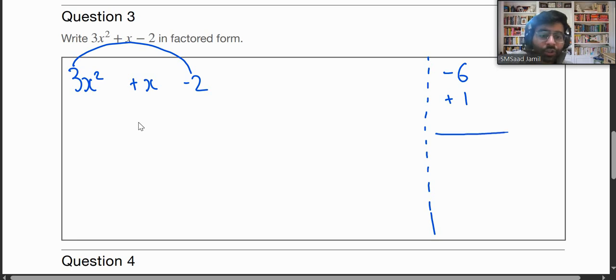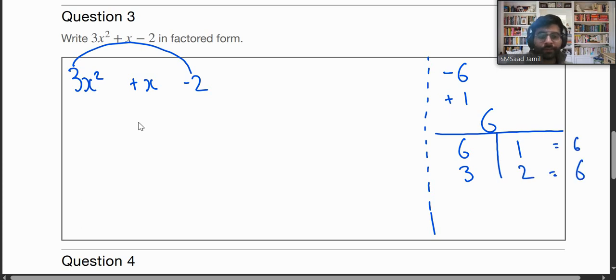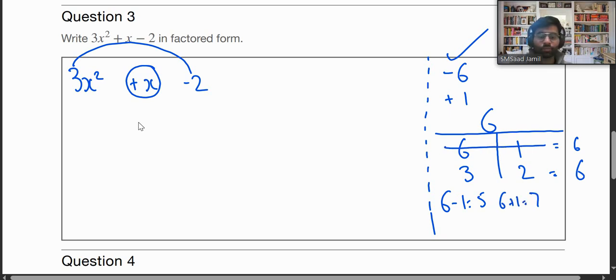Now tell me two numbers that when you multiply them, you get 6. So let's say 6 multiplied by 1 is also 6. 3 multiplied by 2 is also 6. So we met the first condition. But now we want +1x as well. So which two numbers can I choose to get +1x? Of course, if I do 6 minus 1, I get 5. If I do 6 plus 1, I get 7. So I cannot choose 6 and 1.